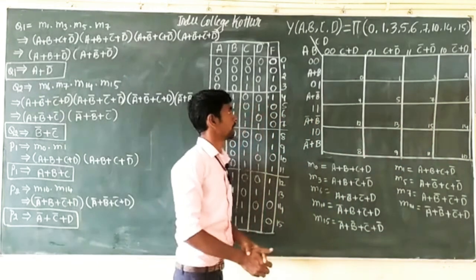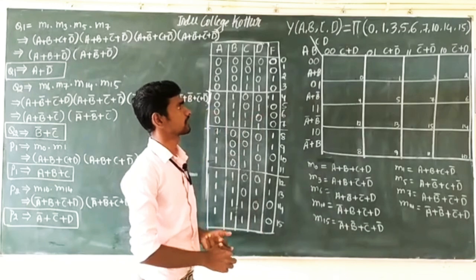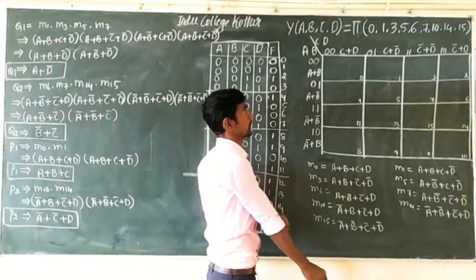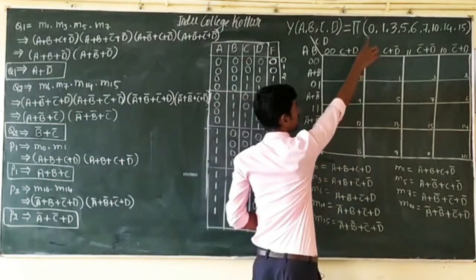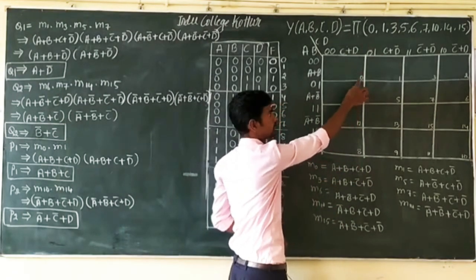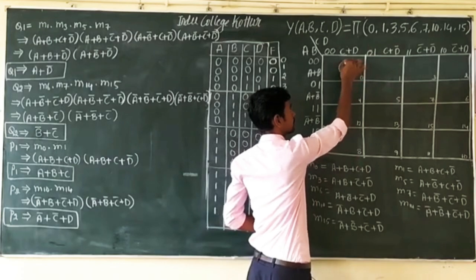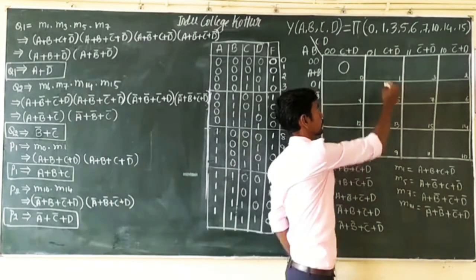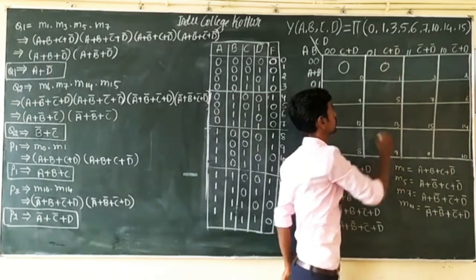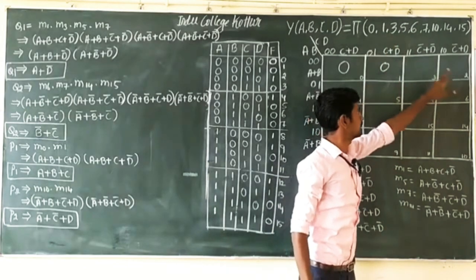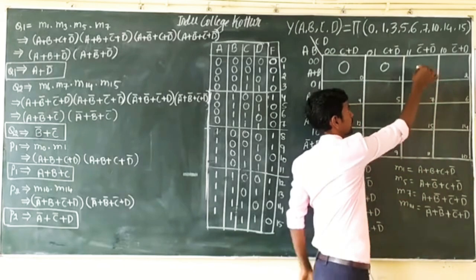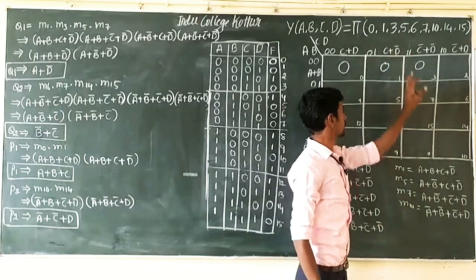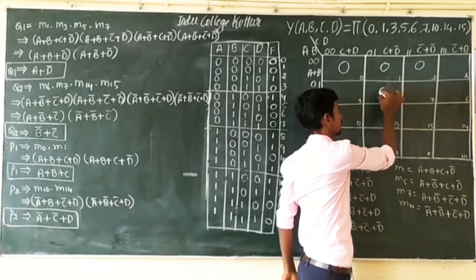Next, given values 0, 1, 3, 5, 6, 7, 10, 14, 15. You can enter the 0 for the given values. Here is a 0. It indicates the 0th cell. You can fill 0. Next, here is cell number 1. You can fill 0. Next, given value 3. Here is cell number 3. You can fill 0. Next, given value 5. Here is the 5. You can fill 0.